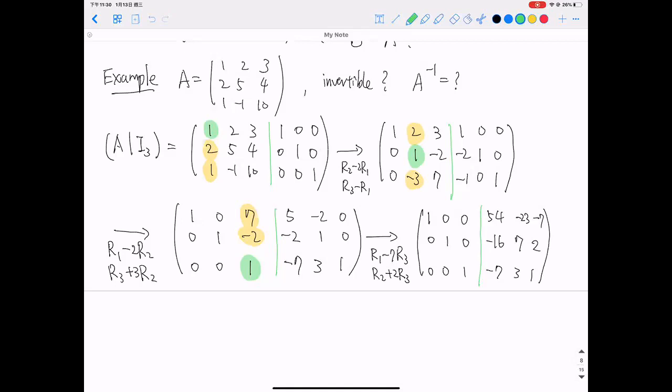Okay, so now we arrive at reduced row echelon form, as you can see. And in the reduced row echelon form is I3, the 3 by 3 identity matrix on the left side. So therefore, this must be A inverse on the right side. Okay, not bad, yeah.